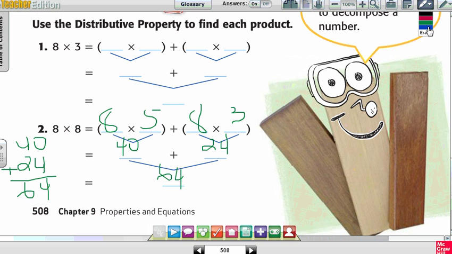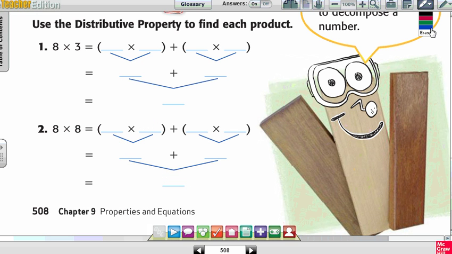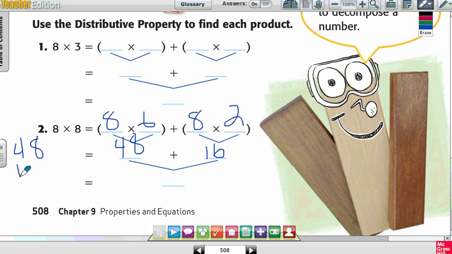Or another way to do it, well, I did 5 and 3. I did 4 and 4. Now 6 and 2. So 8 times 6 and then 8 times 2. 8 times 2 is 16. And 8 times 6 is 48. So 48 plus 16. 8 plus 6 is 14. Put the 4 down. Carry the 1. 4 plus 1 is 5. Plus 1 more is 6. Yeah, I also got 64.